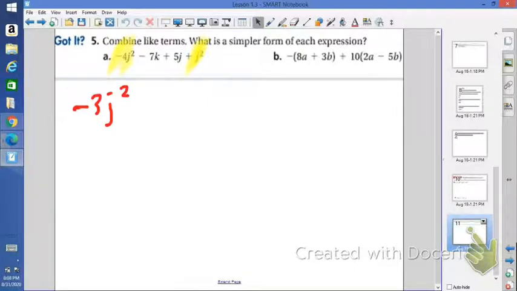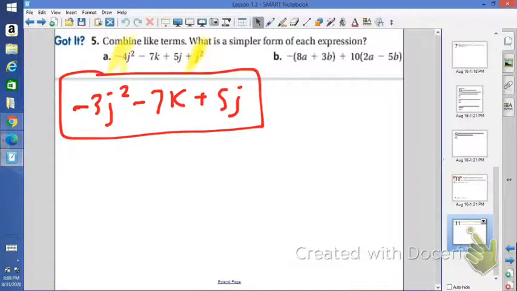And then we have negative 7k plus 5j. So you see both of these are different, they have different variables. So we cannot combine them. And we can't combine them to the j squareds. So we just bring them down and write them. And we are finished. So this is A. That's your final answer.